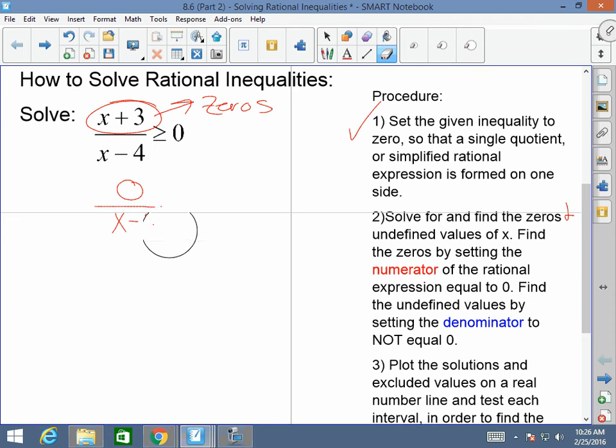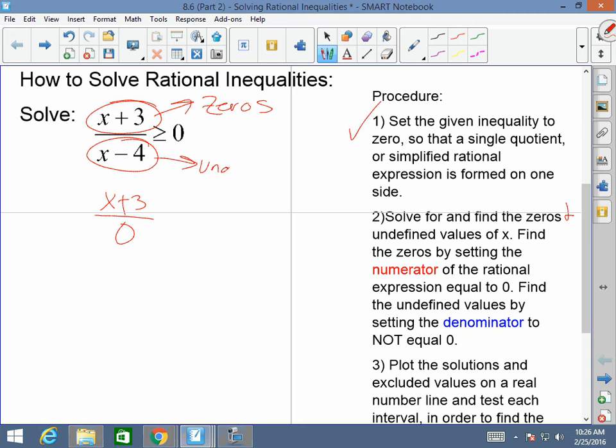But if I make the denominator 0, then I have x plus 3 over 0. What does that make it? Undefined, right? So that's where you find your undefined values. So to find your zeros, you set the numerator equal to 0. Forget about the inequality sign for right now. You set the numerator equal to 0. You set the denominator not equal to 0.